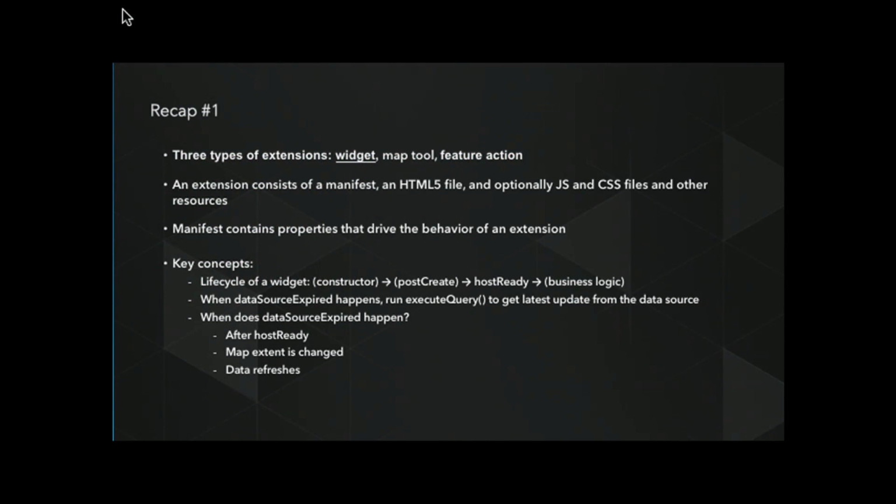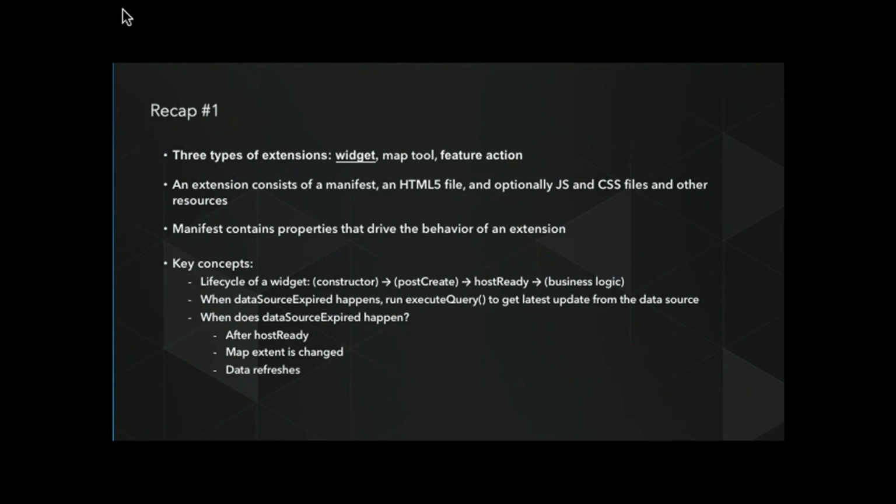So thanks, Vani. Okay, let's do a quick recap about what we just saw in the first demo. In this demo, Vani showed us how to create a custom widget extension. So once again, an extension consists of a manifest file, which is a JSON file, an HTML5 file, and optionally a JavaScript file that describes the business logic, CSS files, and other resources like images or thumbnails.